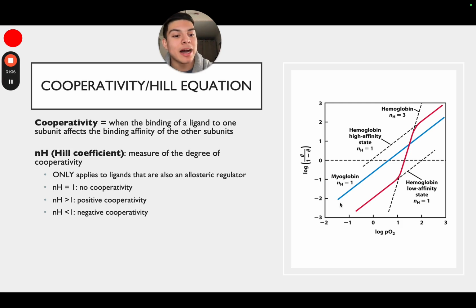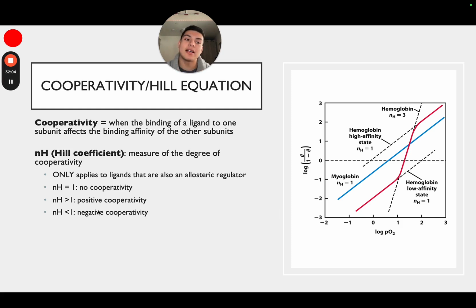Hence why we see myoglobin continuously have nH equal to 1. It is never at 3, it is never at a negative value, it is at 1, demonstrating that there is no cooperativity, and this makes sense. It's one subunit. The binding of a ligand to one subunit affects the binding affinity of other subunits. Well, if it's only one subunit, there are no other ones for it to change. Does that make sense?